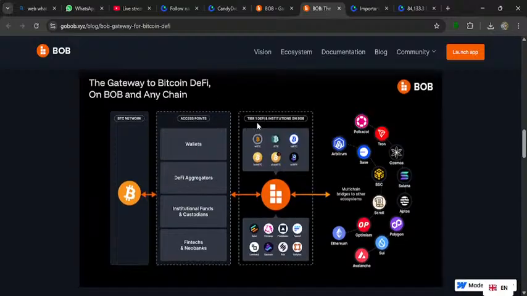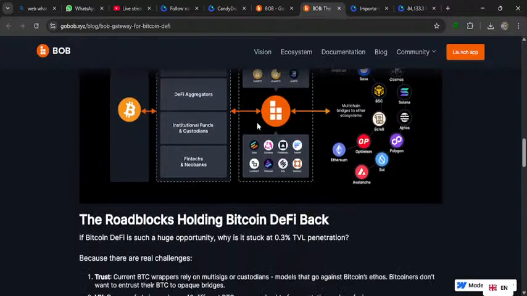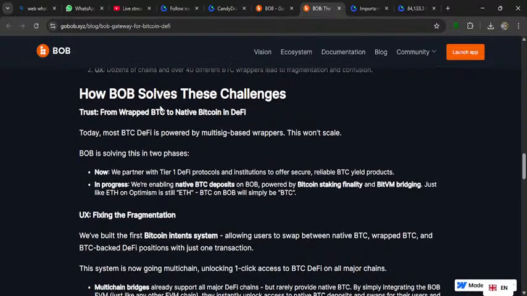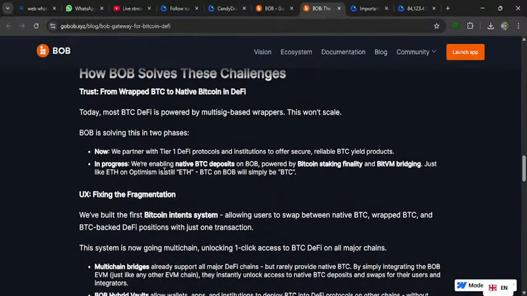And look at this: the gateway to Bitcoin DeFi on BOB and any chain. And how BOB solved this challenge: trust from wrapped BTC to native Bitcoin in DeFi. Today most BTC DeFi is powered by multi-sig based wrappers, and this does not scale. BOB is solving this in two phases.